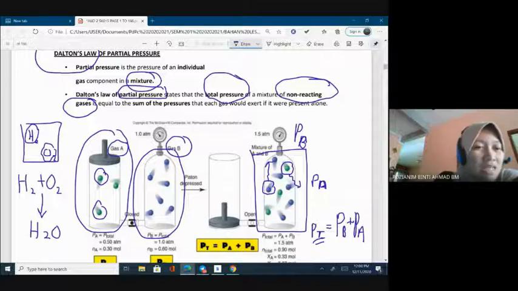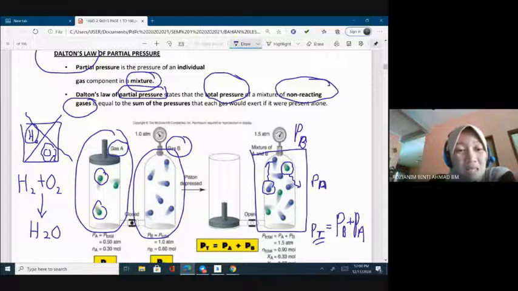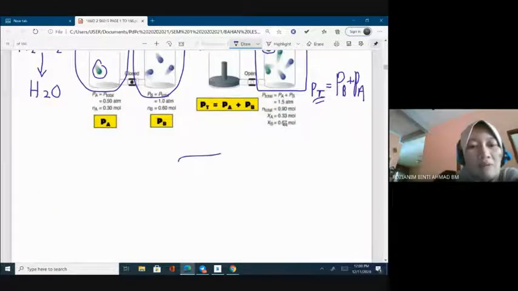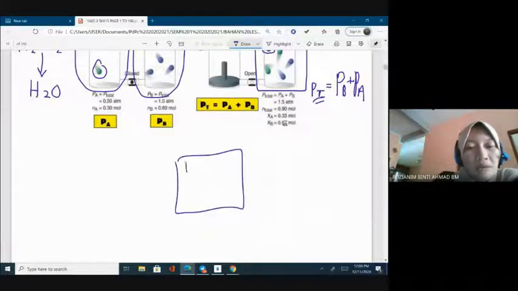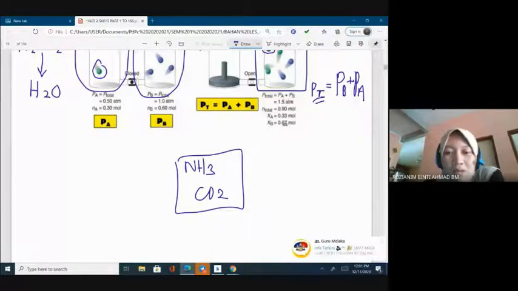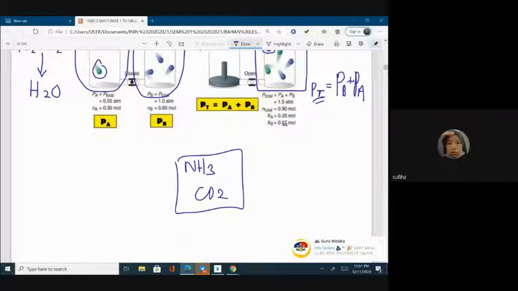So therefore, this mixture of the two gases cannot be classified as a Dalton mixture. The condition for Dalton is that the two gases must not react. Example of which gas? Okay, like this. I have a container. I have ammonia gas and also carbon dioxide. Can the two gases react together? Ammonia and carbon dioxide, do they react together or not? No.